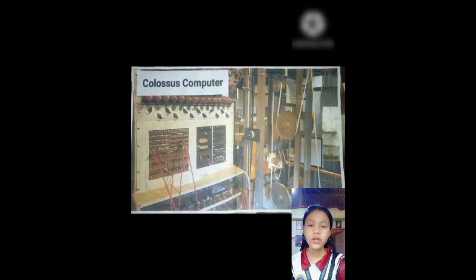Then the next one is the Colossus computer. Colossus computer is an early electronic digital computer designed for code breaking during World War II by the British code breakers in the years 1943 to 1945. Colossus computer is the world's first electronic computer. These computers intercepted undeciphered encrypted communication from German cipher machines codenamed Tunny.